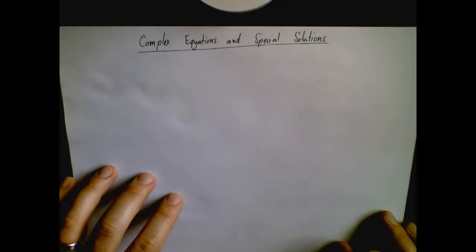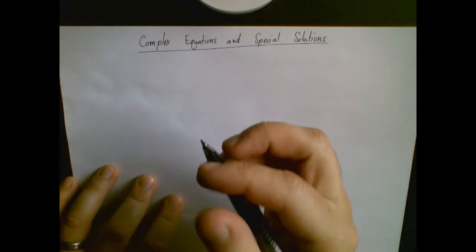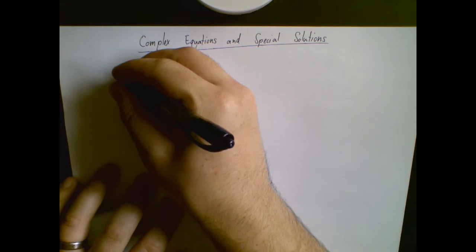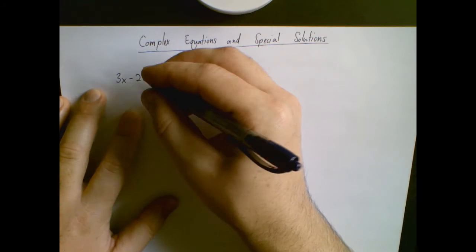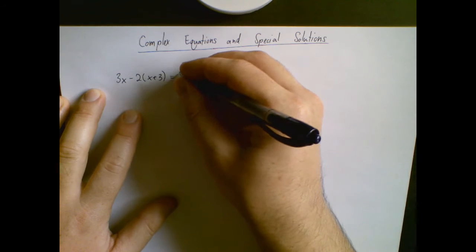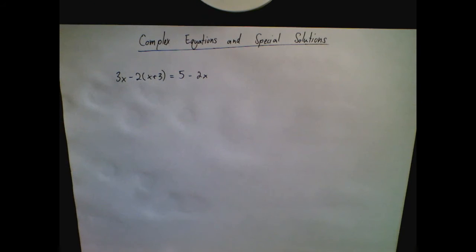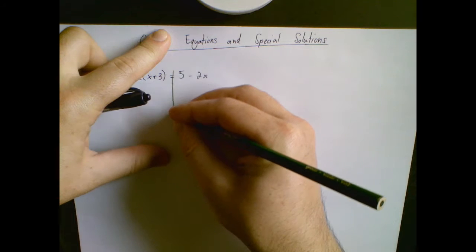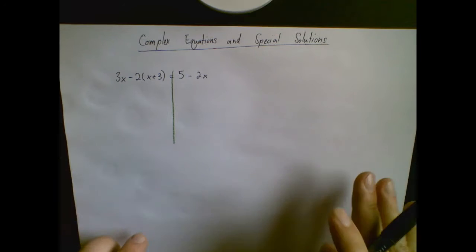All right. So complex equations, as opposed to the 1, 2, 3-step equations we've been looking at before, what if we see something that looks like this? 3x minus 2 times the quantity x plus 3 equals 5 minus 2x. Okay, a lot of stuff going on here. Whenever we see something with this much stuff going on, what's good to keep in mind is we want to try and clean up each side before we start moving things around.